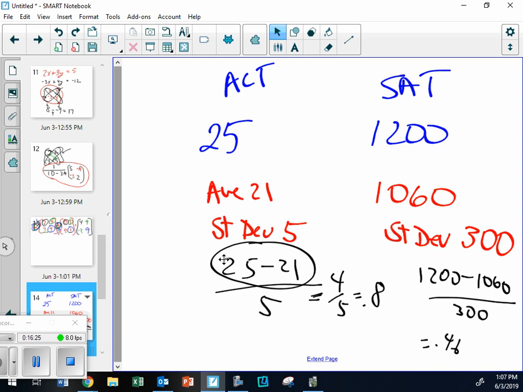There's a tool for this. There's 2 tools, basically, CDF and inverse normal. Hopefully you know the difference. We want 80th percentile on both tests.